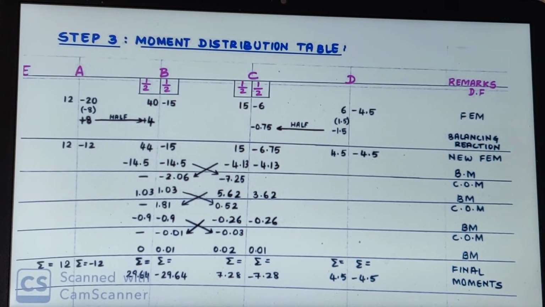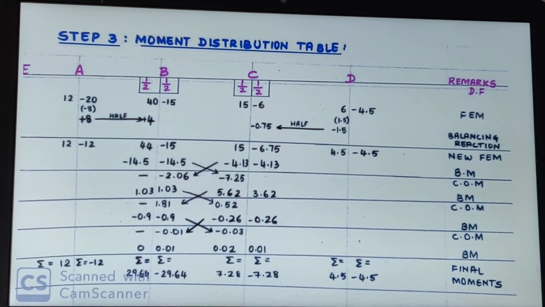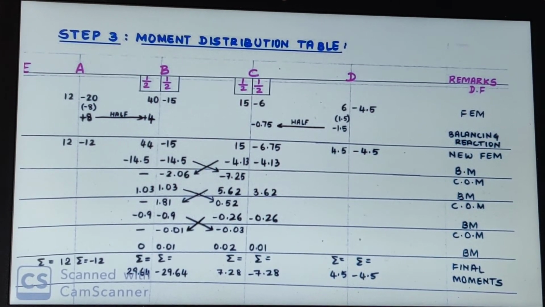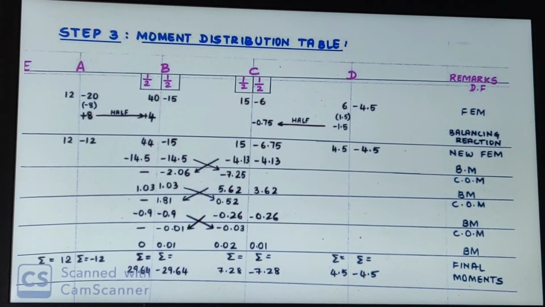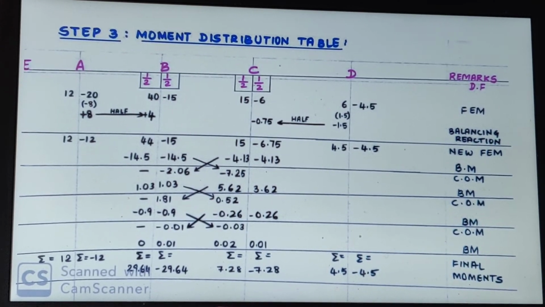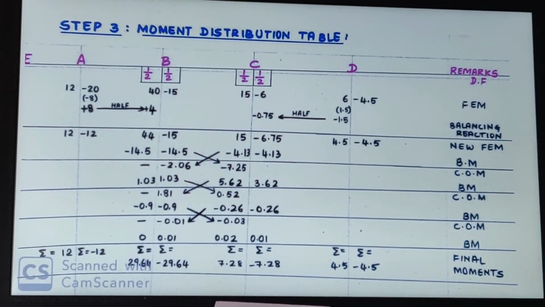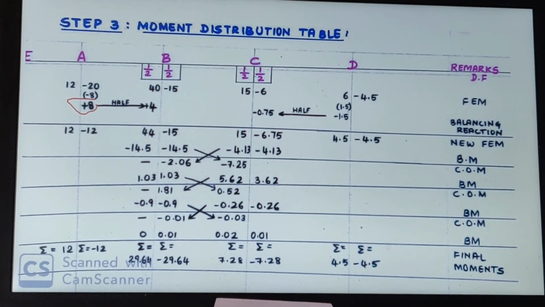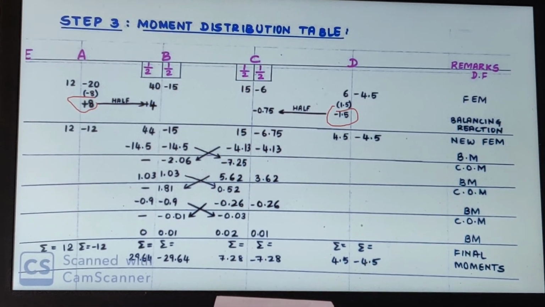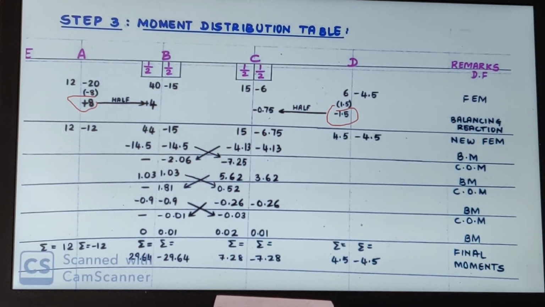Finally the moment distribution table. Based on the moments we calculated in the previous slides, we will write down the first row, and the remark column will be FEM. Since it's a known fact that the hinged ends cannot carry moment, there will be balancing of moments, so that is why you'll have plus 8 and minus 15, and then you carry over according to the moment distribution method half of the load, so you'll get minus 0.75 and plus 4.